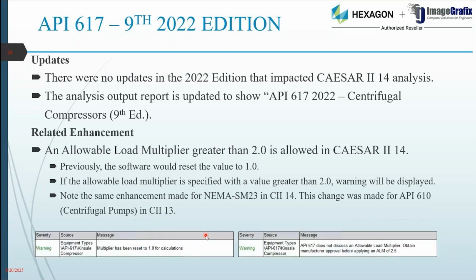One of the notable updates or enhancements with respect to API 617 concerns the allowable load multiplier. Whenever the user provided an allowable load multiplier greater than 2, the software by default reset the value to 1 and performed the analysis. That has been updated in the latest edition. So if the allowable load multiplier is specified with a value greater than 2, a warning will be displayed, and with that value only the software is going to evaluate the stress calculations being performed.